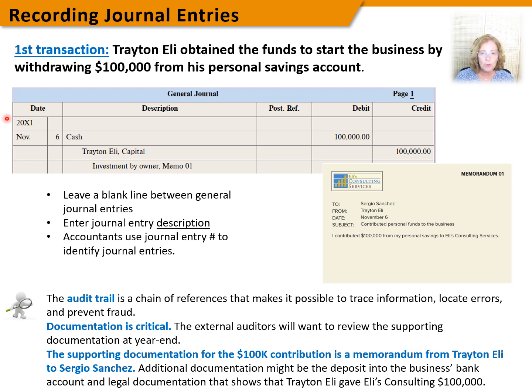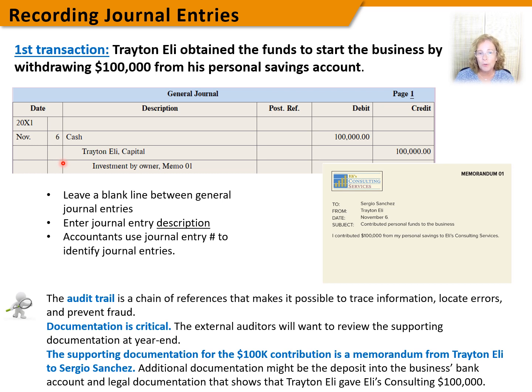When possible, the journal entry description should refer to the source of information. For example, the journal entry to record a payment should include the check number in the description. Accountants use journal entry numbers to identify journal entries. Document numbers are part of the audit trail.